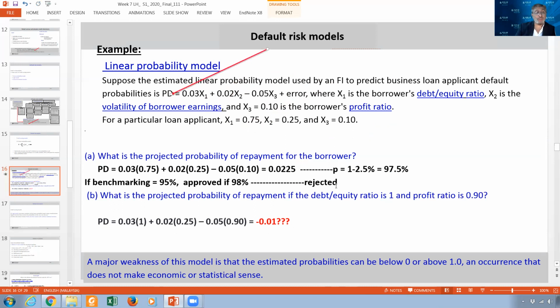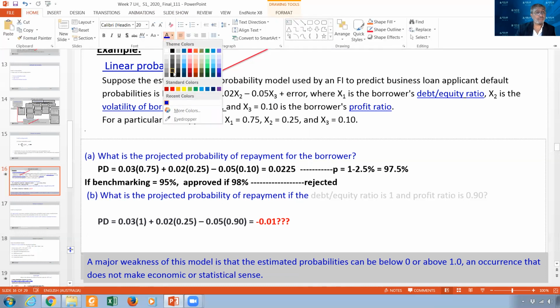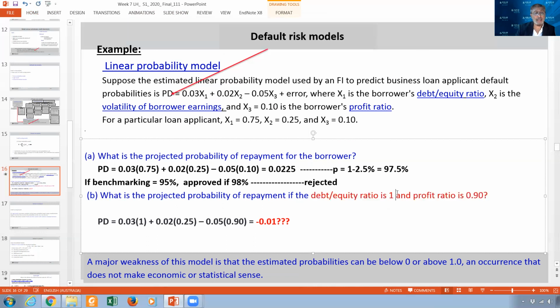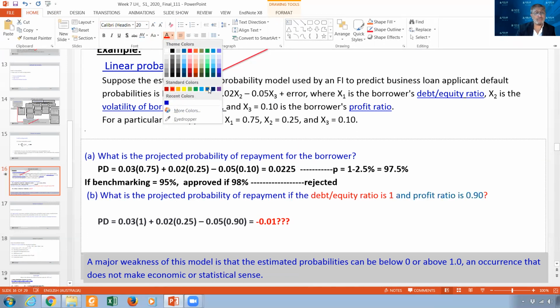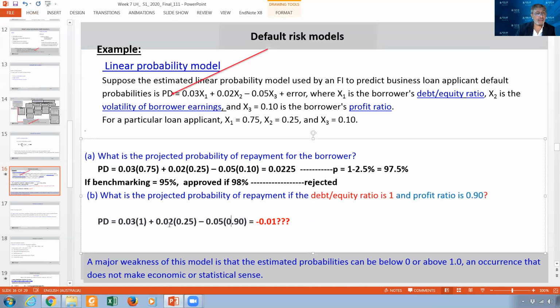Now, the problem with this model is that sometimes you can get a negative probability of defaulting, which has no statistical meaning. If the debt to equity ratio is 1, which is highly leveraged, and the profit ratio is 90, which is a very extreme case, then if you put these values in, you will find a negative value. A negative default probability has no meaning, and therefore this model has weaknesses.